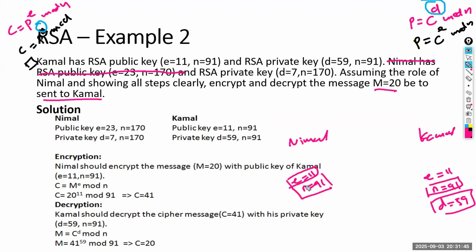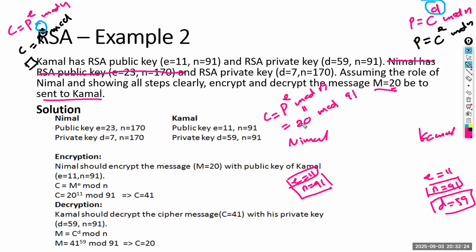Right? So now the question is, if your message is 20, you need to explain what happened. Now your plain text is 20. Then what is the ciphertext and how does it get decrypted? Okay, so let's do the encryption. Encryption is C equal P to the power E mod n. So my plain text is 20 because the message is 20: 20 to the power 11 mod n, n is 91.